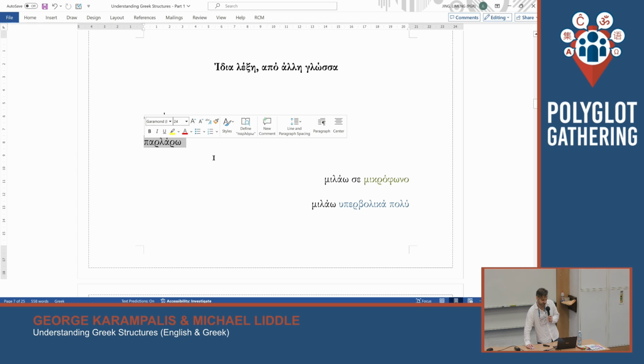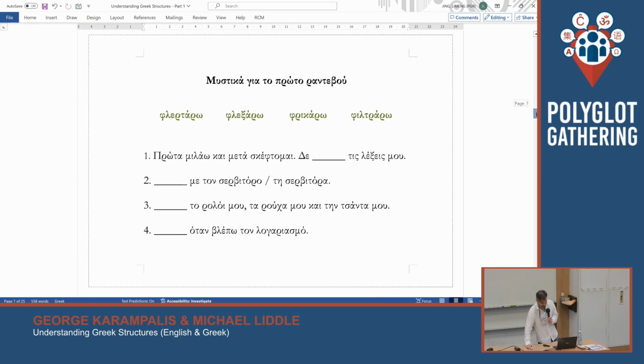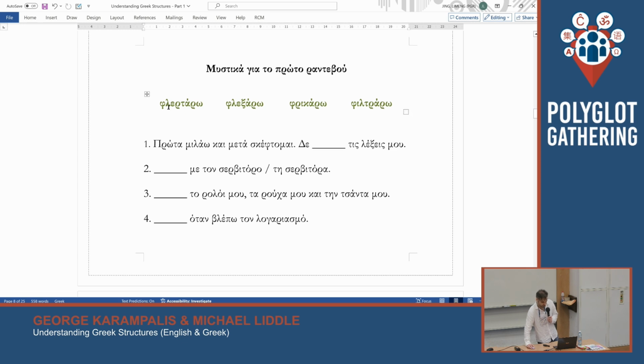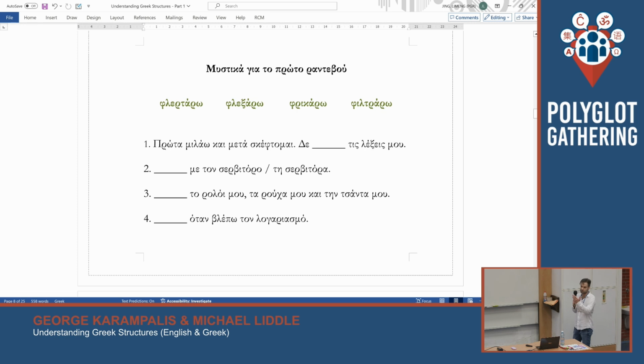Ναι, τα στερεότυπα δεν είναι καλό πράγμα. Λοιπόν, έχουμε 4 λέξεις. Φλερτάρω, φλεξάρω, φρικάρω και φιλτράρω. Anybody wants to read? Okay, go on.